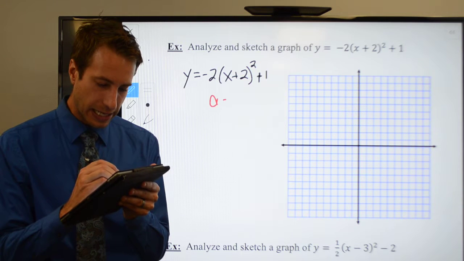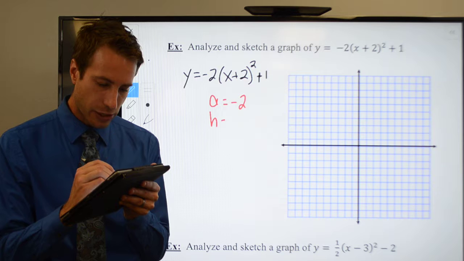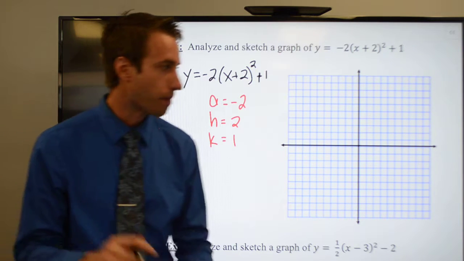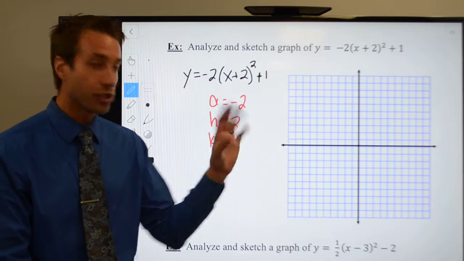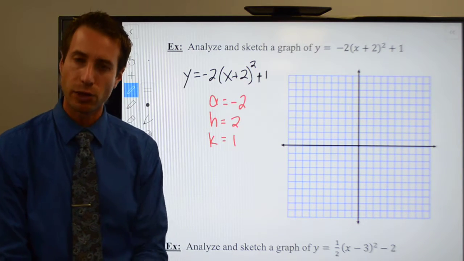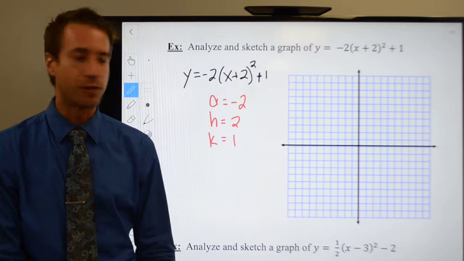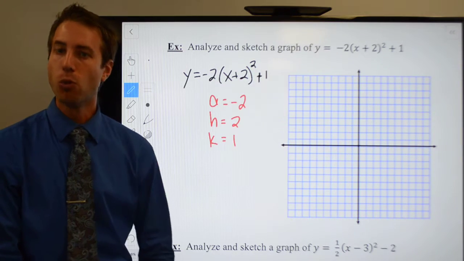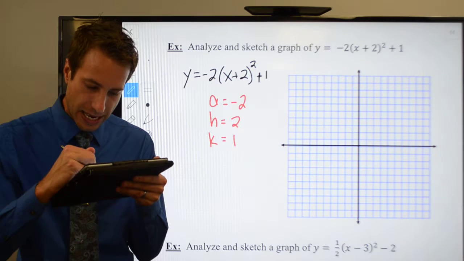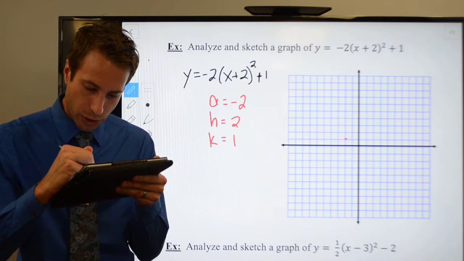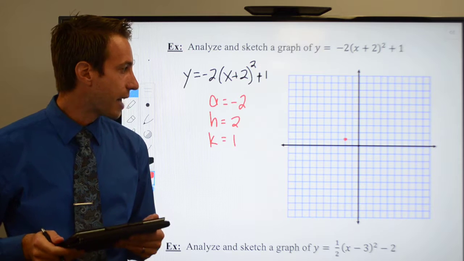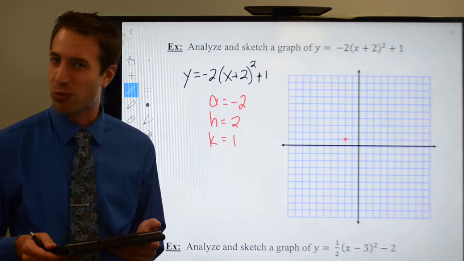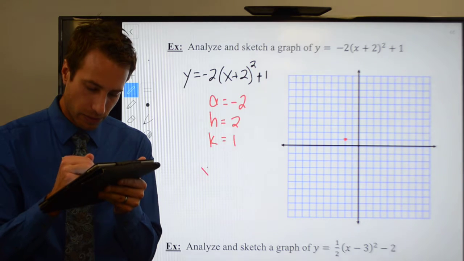My a in this case is -2, my h is +2, and my k is +1. What that's going to do, h is the opposite, so since h is +2, I'll shift in the negative direction 2 units, and k tells me that I also need to shift up 1 unit. So my vertex is now going to be at (-2, 1), which puts me right there. I just need to get a couple other points, and actually this is going to be relatively easy to do.